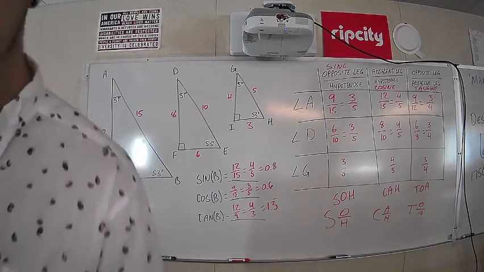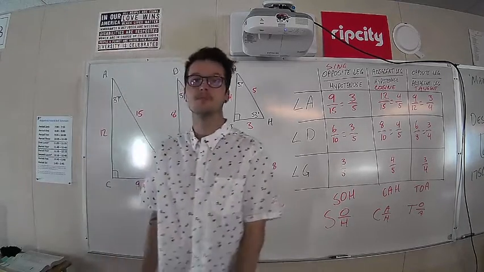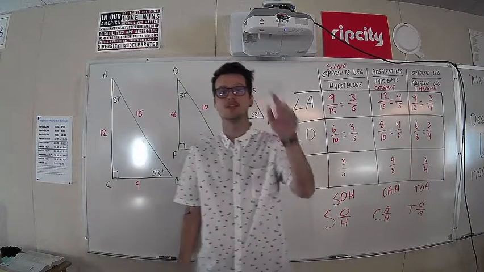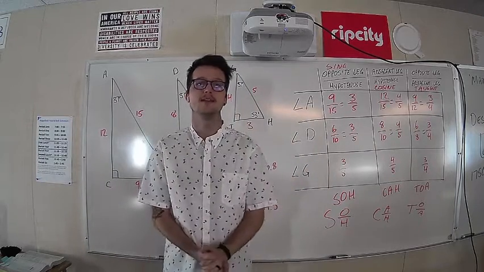So this is trigonometric ratios, the ones that we're going to use mostly, in a nutshell: sine, cosine, and tangent, SOHCAHTOA, and how to find these things on a calculator.